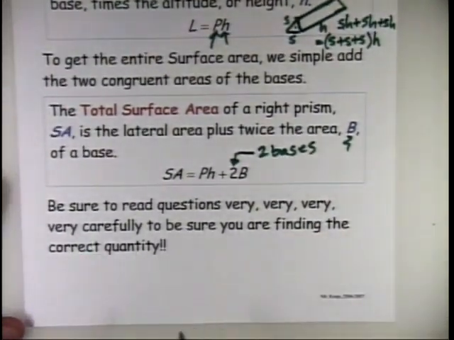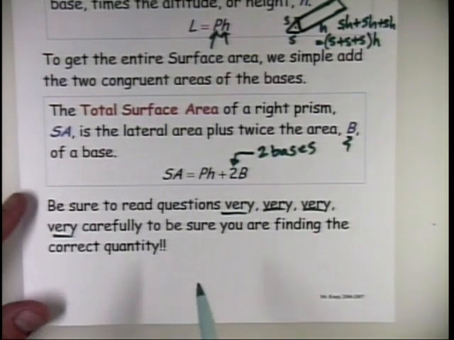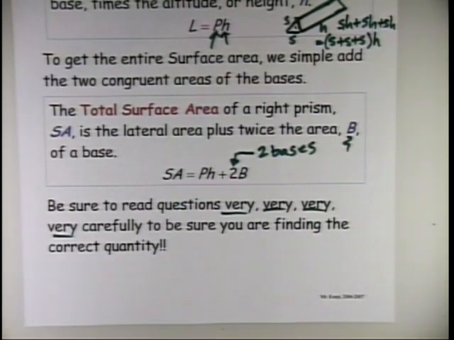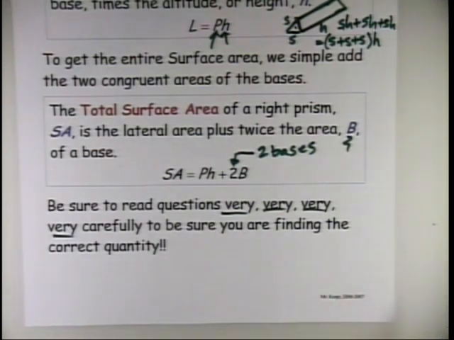Now this is very important. Be sure to read your questions very, very carefully to be sure that you're finding the correct quantity. If it says find the lateral surface area, of course you have to find the lateral. If it just says to find the surface area, it's implied to be the total. So lateral has to be specifically stated, otherwise it's total. Sometimes you might be asked to find both of them. It's two different formulas, it's two different quantities. Be careful.